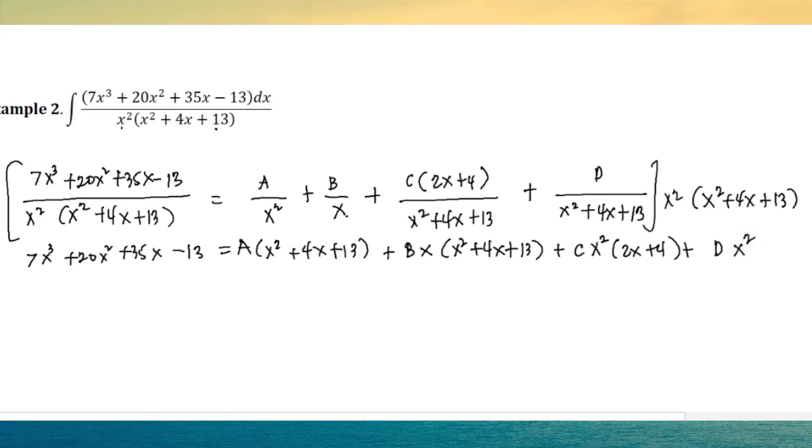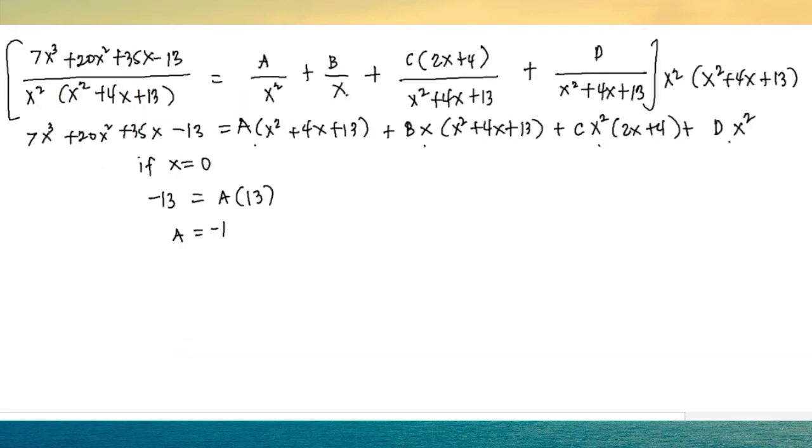So if we substitute x equal to 0, everything with x becomes 0, and we can solve for A. So if x is equal to 0, the left side of our equation would be negative 13, and A, so here it is positive 13. So A is equal to negative 1.